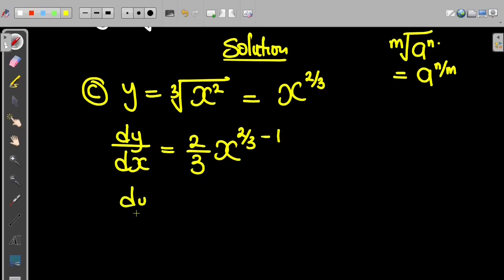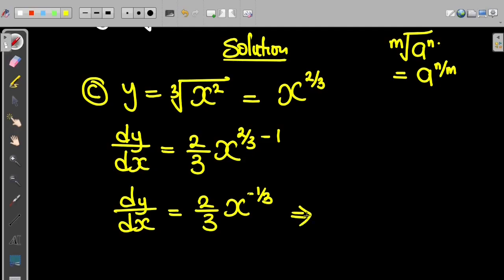So dy over dx is equal to 2 divided by 3 multiplied by x to the power of negative 1 divided by 3. Recall that it is good practice not to leave a negative index in the final answer. So therefore, this becomes 2 divided by 3 multiplied by x to the power of 1 divided by 3.